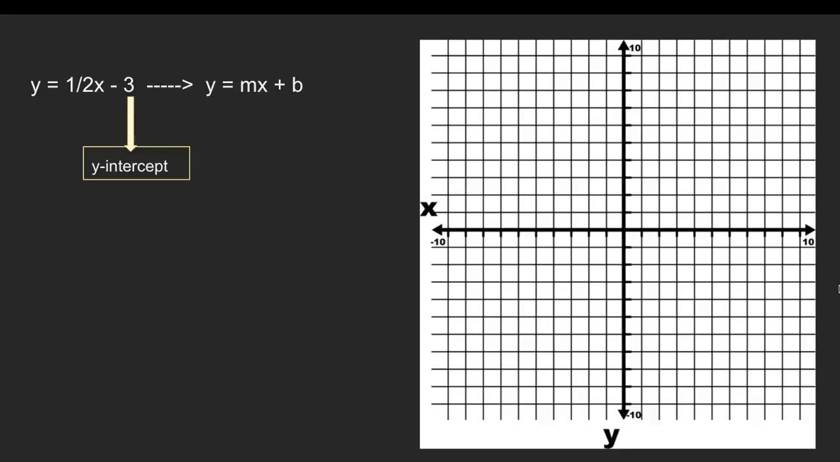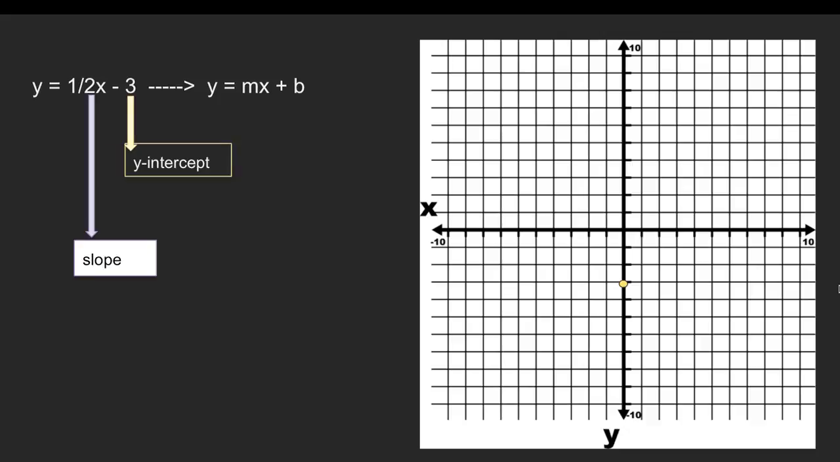So in this format of the equation, the b value is the y-intercept. And what this means is that when you look at your b value, it's going to tell you where along the y-axis the line will be. So since we have -3 for our b, y is going to be -3 when x equals 0.